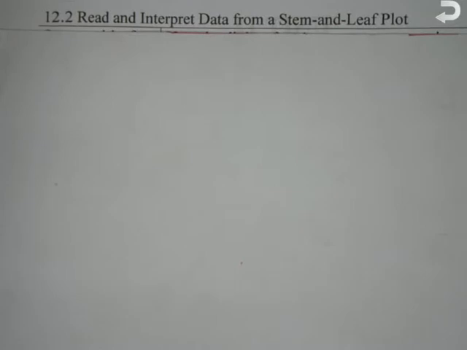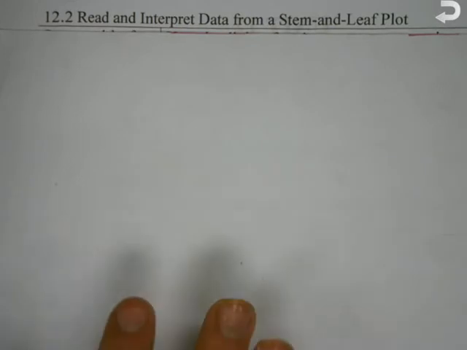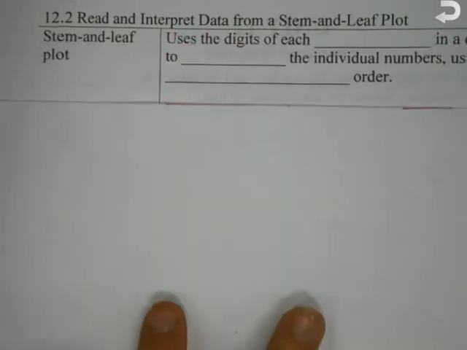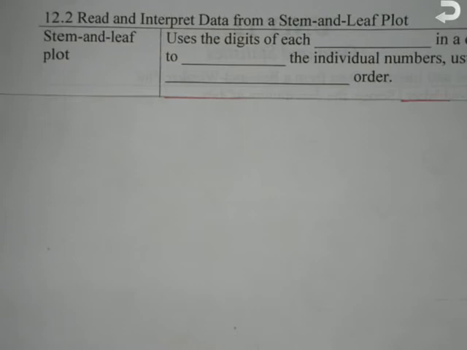On Friday, we looked at a new kind of plot called a box and whisker plot. Today, we are going to be looking at stem and leaf plots, and we're not going to be drawing flowers or plants or anything on it, unfortunately. Okay, so the first thing we want to do is define what a stem and leaf plot is.